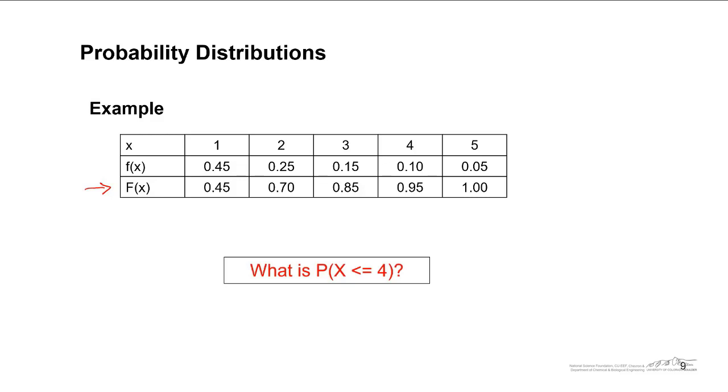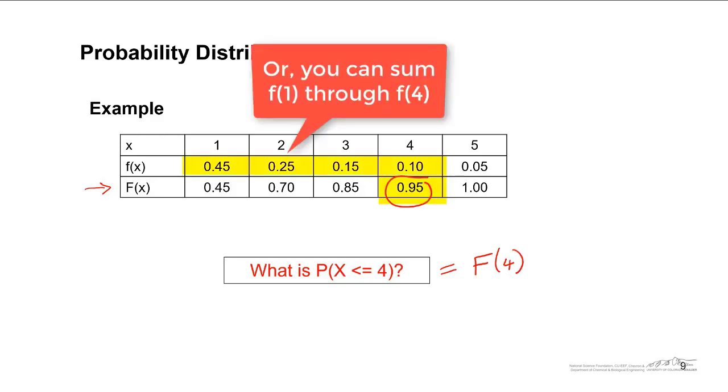So we can answer other questions like, what's the probability that x is less than or equal to 4? If it's less than or equal to 4, you can always write this as capital F of 4. All right, so I can just look up here, and that's 0.95.